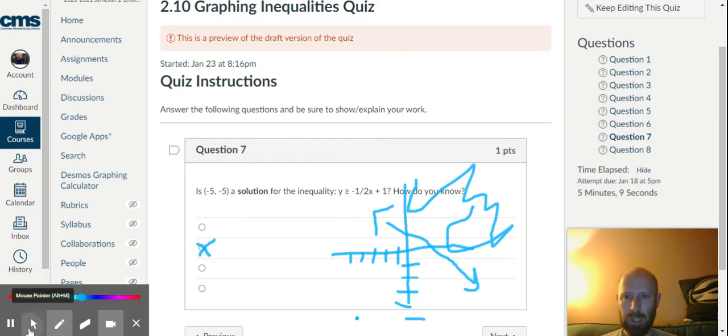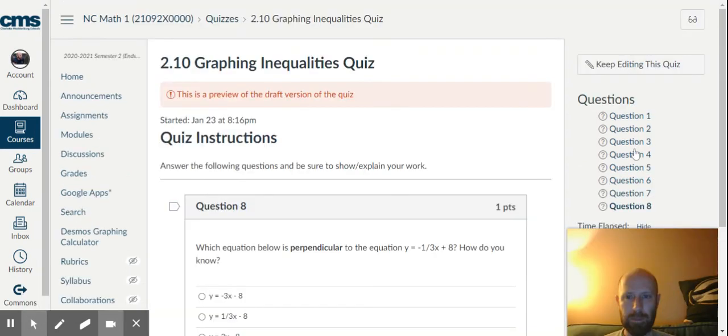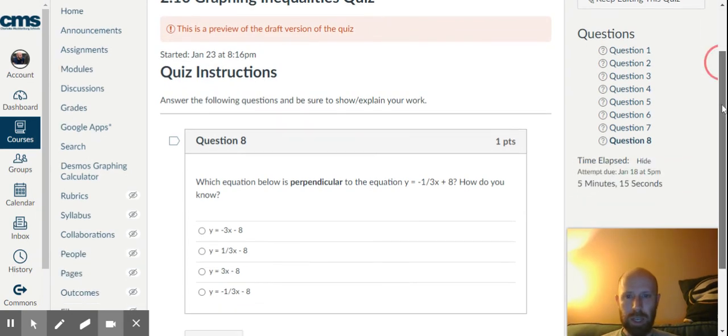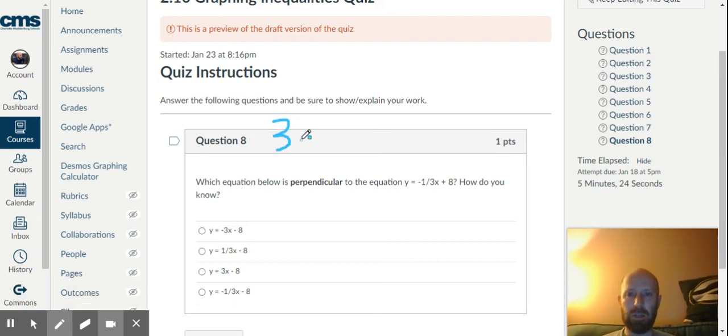And then we go to question 8. Question 8 says, which equation below is perpendicular? Reminder that perpendicular is the opposite reciprocal. So if we had a slope of, let's say, 3, we would need to do the opposite of 3, which is negative 3. And then we would need to flip that, which means a 3 goes on the bottom and 1 on top. So 3 and negative 1/3 are opposite reciprocals.